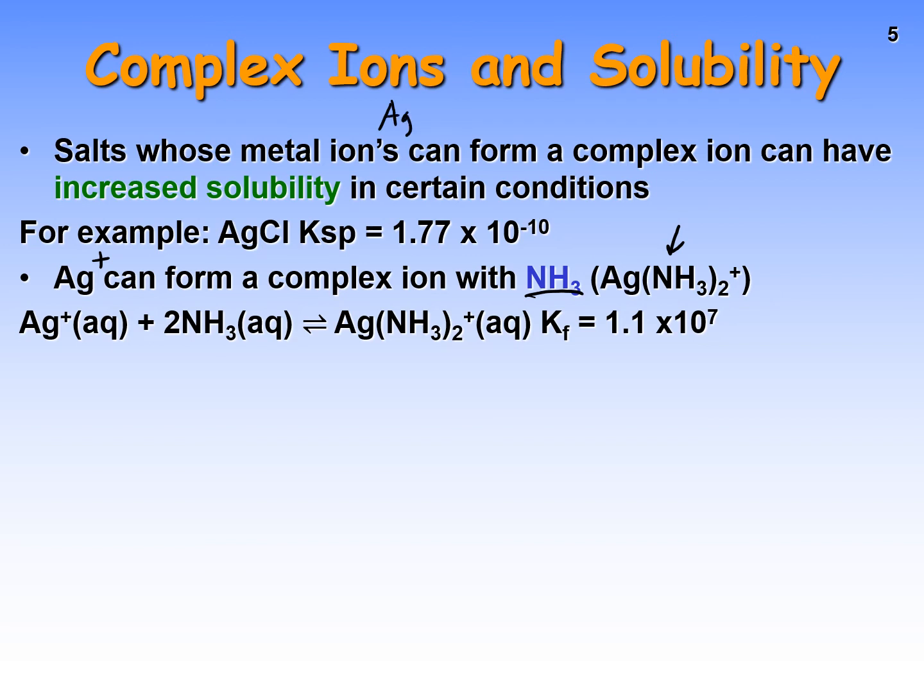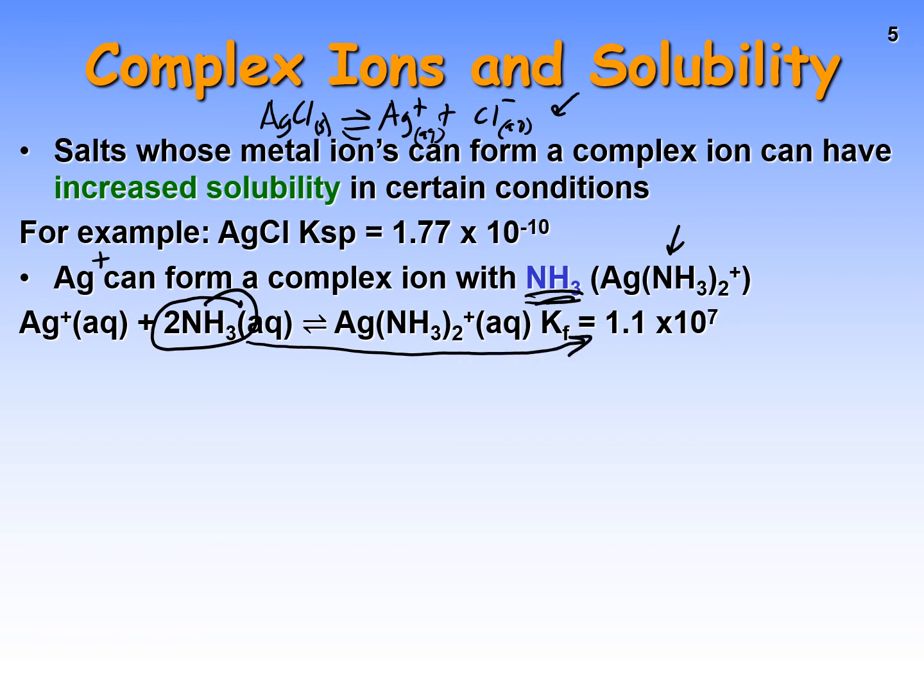If we look at AgCl's Ksp equilibrium, it looks like this. AgCl breaks down into Ag+ and Cl-. Now, if I add NH3 to a solution containing AgCl, what's going to happen? Well, according to Le Chatelier's principle, if I add this, it is going to shift towards the products really hard because of this Kf value, to the point where pretty much all of the Ag+ in the solution gets used up. It's going to go way down.